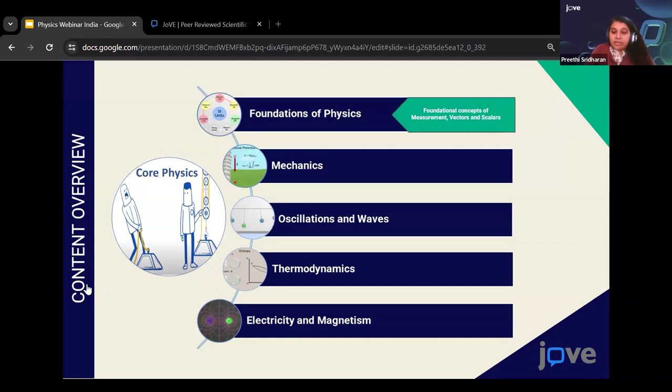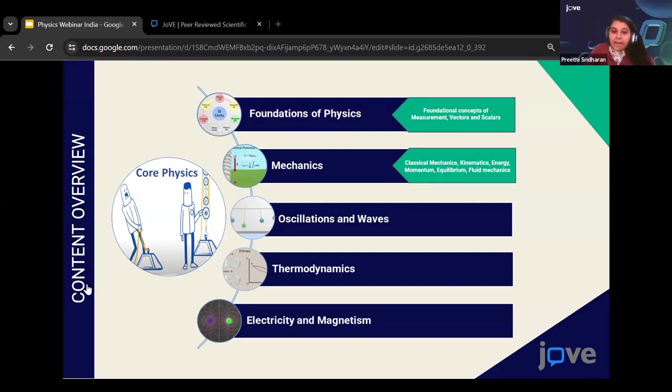As I mentioned earlier, we start from scratch, from the basics and the foundation of physics. First, to give a glimpse of the basics of physics, we have chapters 1 and 2 for the students that will introduce them to the fundamental concepts like measurement, units, dimension, vectors, and scalars. Fundamental videos that provide the necessary basic concepts to understand the upcoming difficult concepts in physics will be covered in these two chapters.